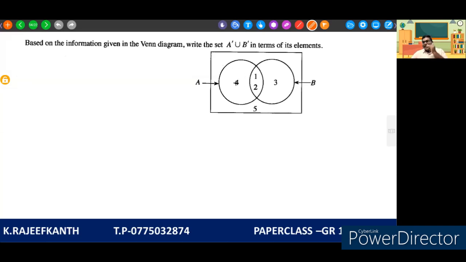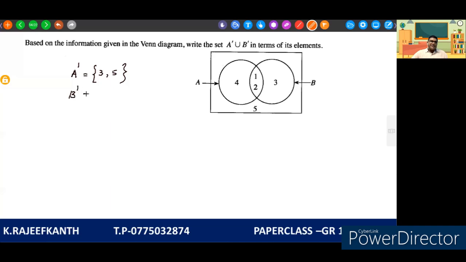Here they are not asking A union B. They are asking A dash union B dash. If you can't understand directly, then I will explain a method. Here, A, you know what the elements of set A are? 1, 2, 4. Then if it is A dash, we can't write 1, 2, 4 because those are in the set A, no? Then we have to write 3 and 5. Here A dash is equal to 3 and 5.